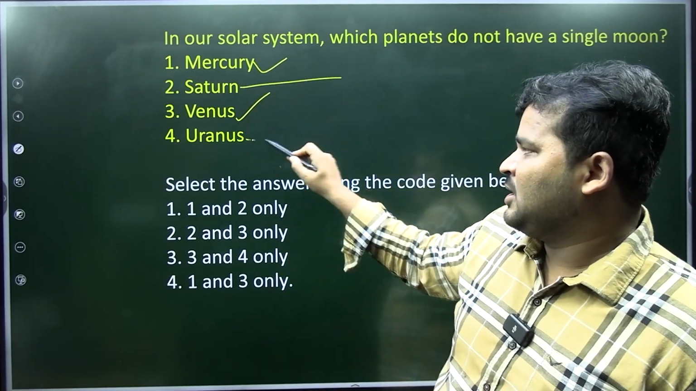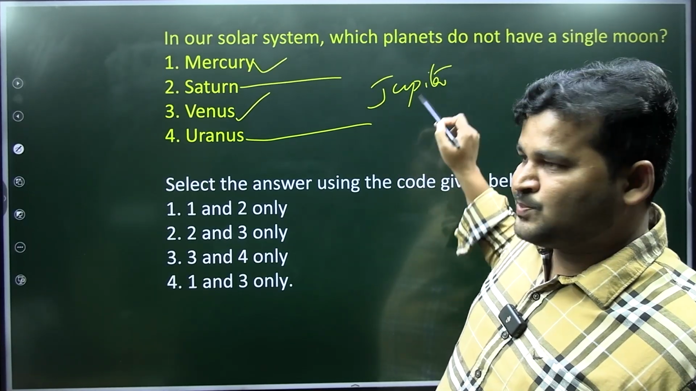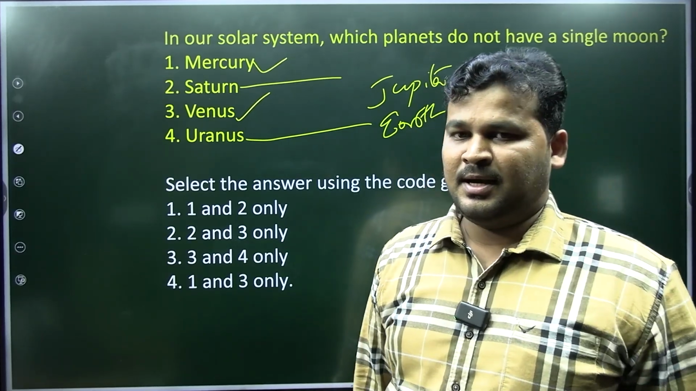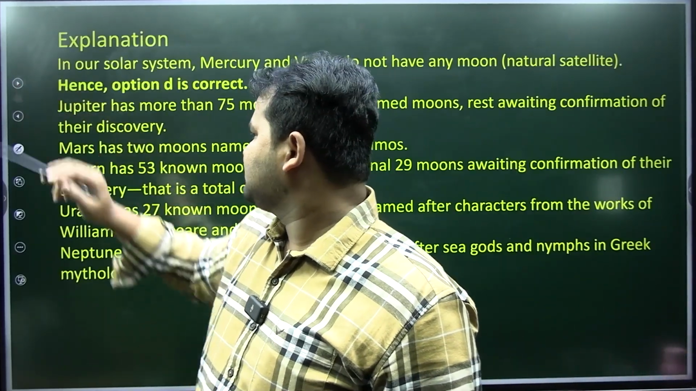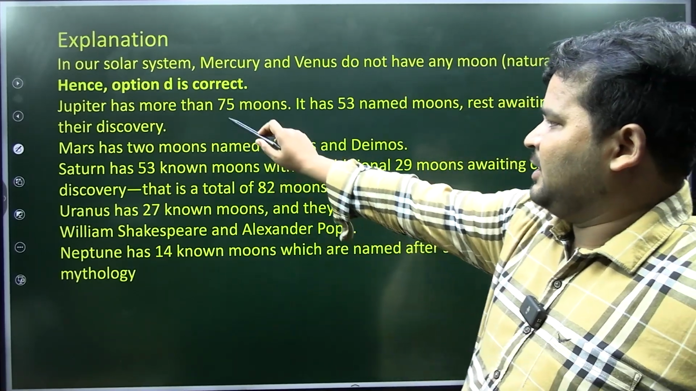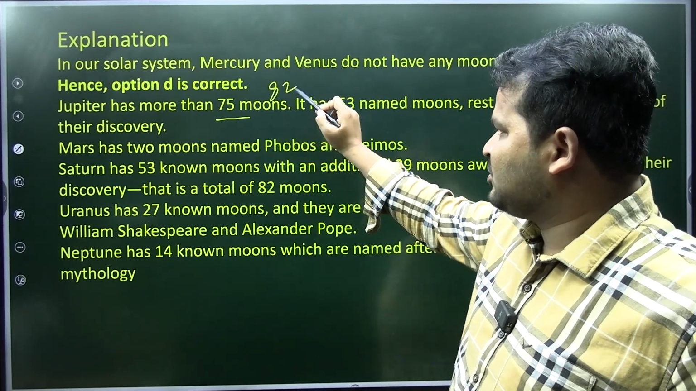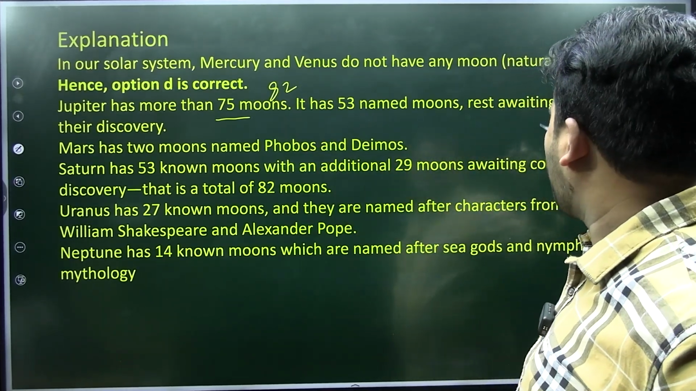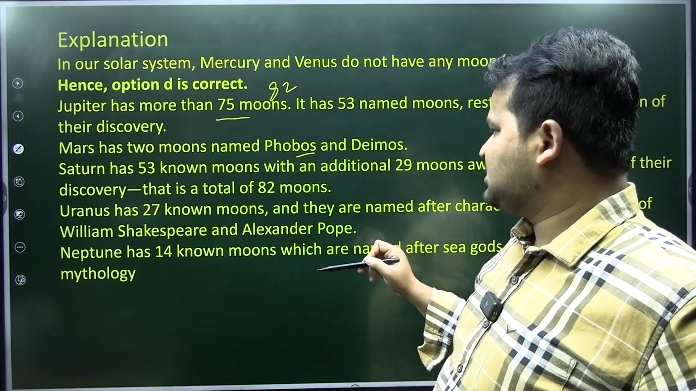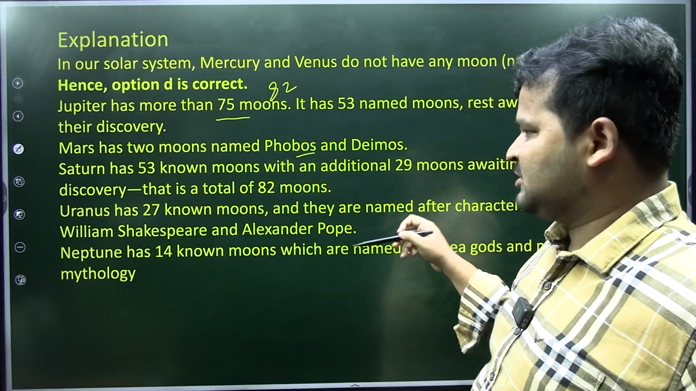Saturn has moons. Uranus has moons. Jupiter has moons. Earth has a moon, and the remaining planets as well have their own moons. You can find that Jupiter has more than 75 moons. Now it has 82 moons. Mars has 2 moons, Phobos and Deimos.